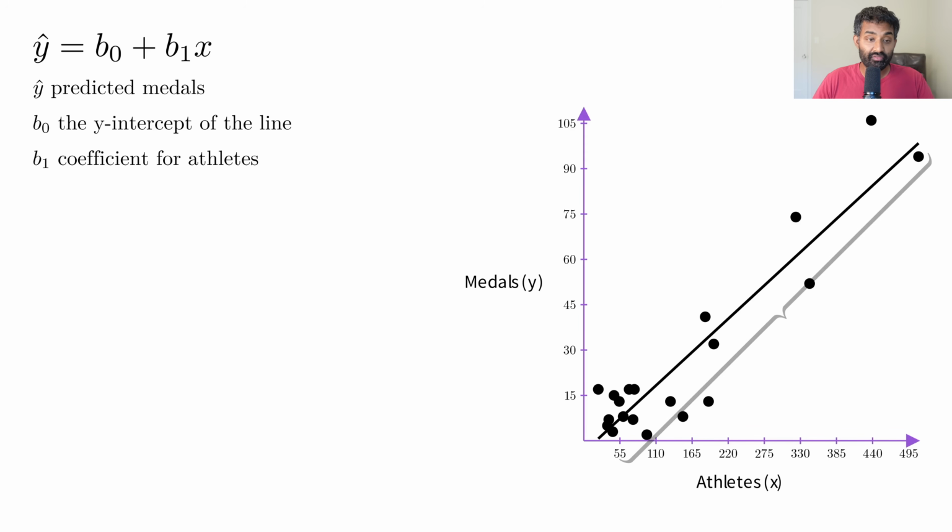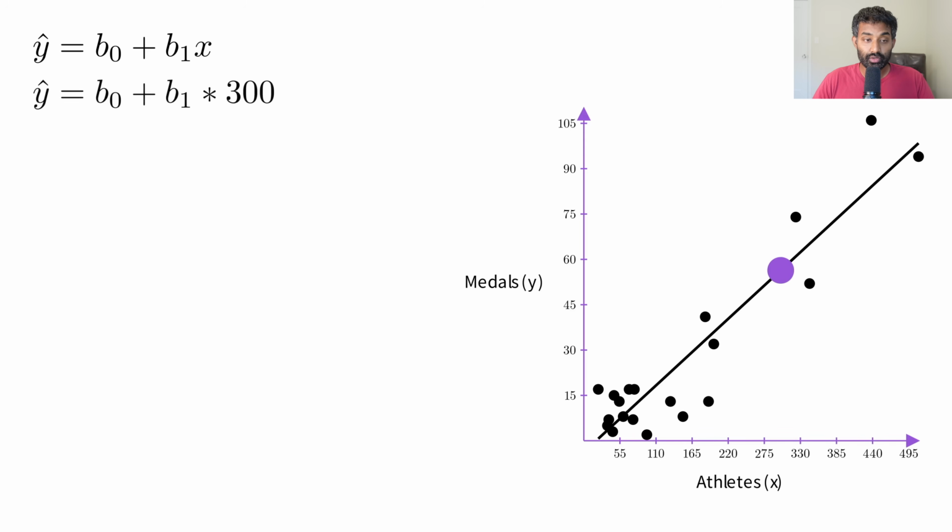B1 is the coefficient for athletes, so it's the slope of that regression line. So for every one athlete you enter, how many medals do you expect to win? And then X is just the athlete count, so it's the number of athletes your country has entered into the Olympics. And here's an example of actually making a prediction.